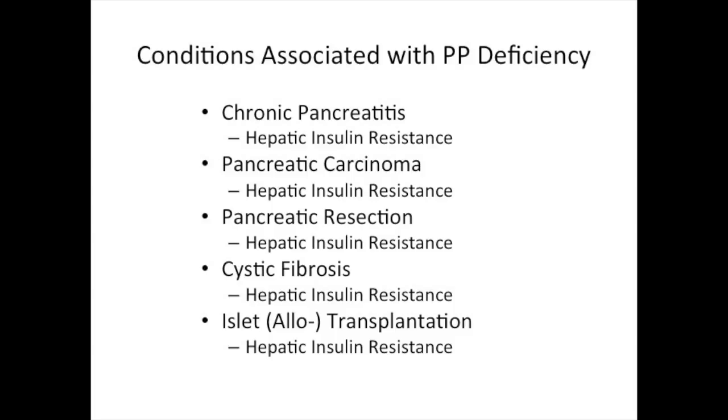Cystic fibrosis is well known to be associated with PP deficiency and has also been studied with glucose clamp studies and has been shown to be associated with hepatic insulin resistance. And islet allotransplantation is also a PP deficient state and also has been shown to be associated with hepatic insulin resistance. So this consistent association of PP deficiency and hepatic insulin resistance makes it very attractive to think that PP is the common denominator for pancreatogenic or type 3C diabetes.